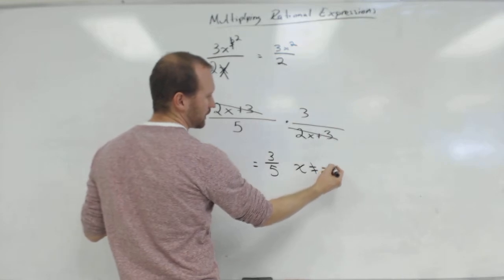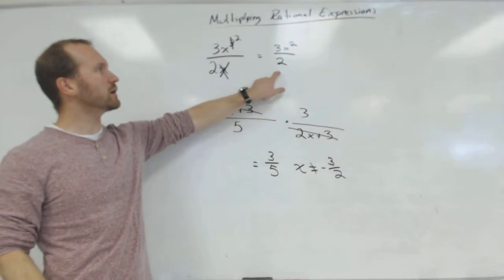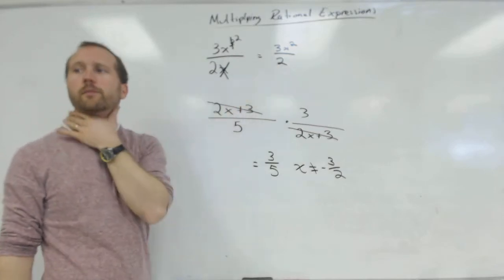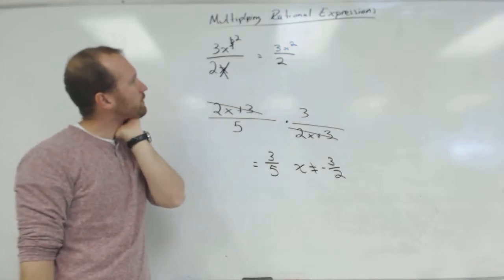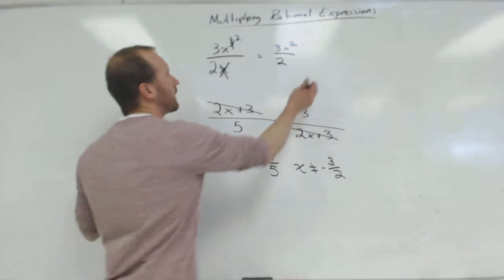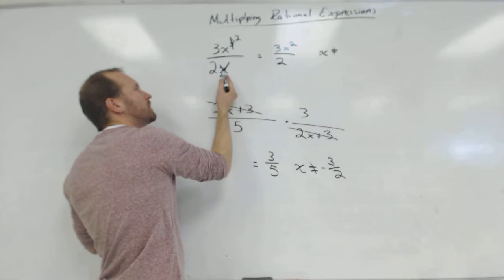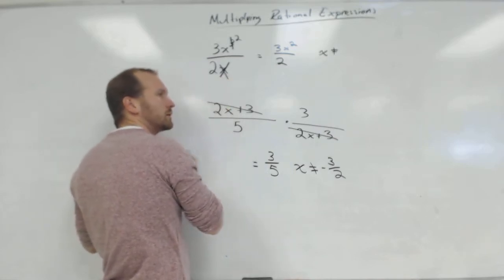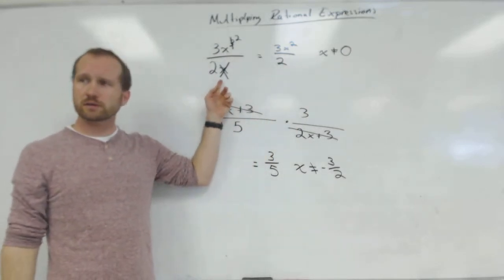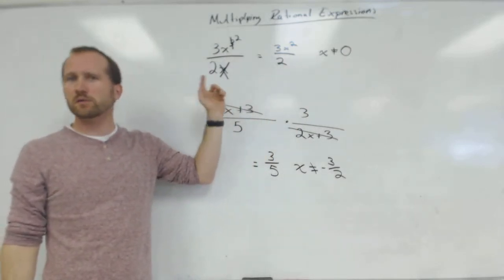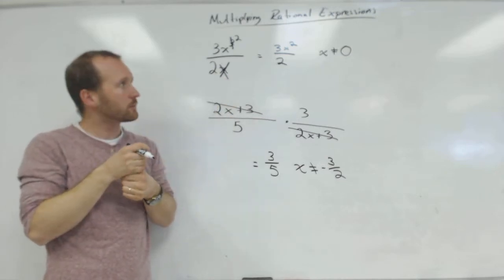x cannot equal negative 3. What would be my excluded value in this problem up here? Negative 2 over 3x squared. My excluded value, what could x not be equal to? What would make this denominator 0? 0. So in this problem, the only excluded value is 0 itself. And that's going to happen when you don't have x plus something, you just have x sitting there by itself.